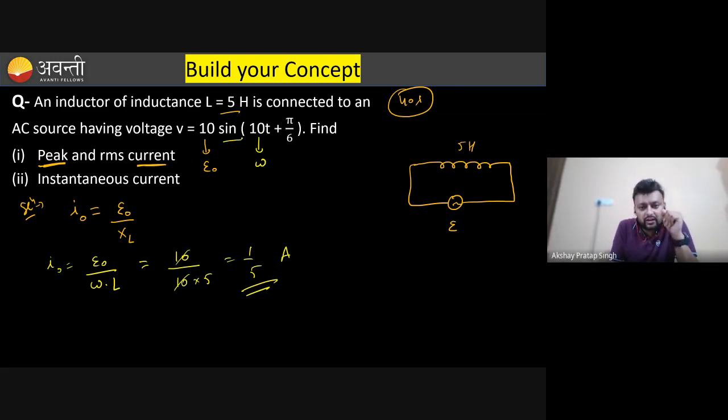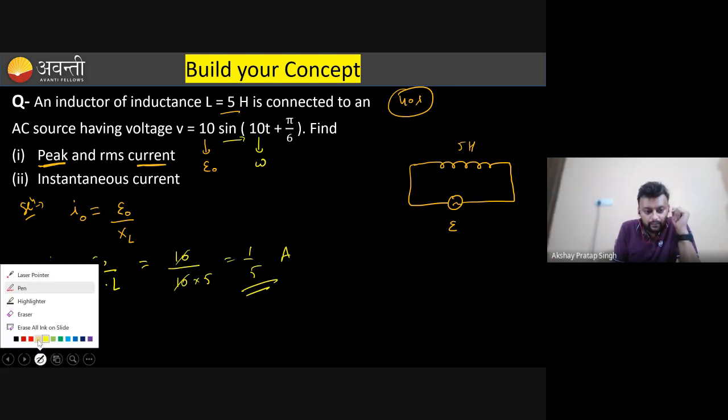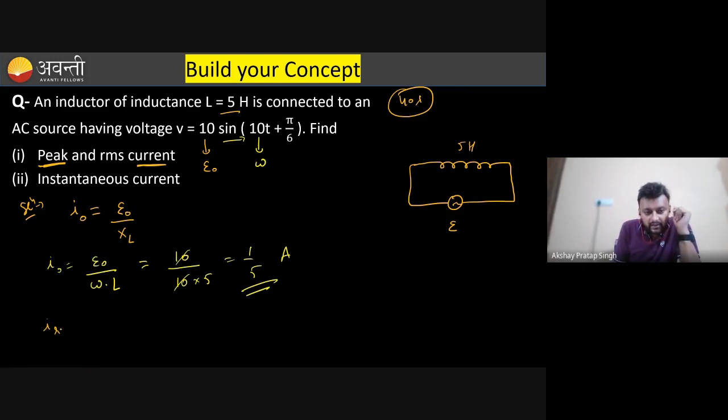Is it sinusoidal? Yes, it is sinusoidal. Then what is the RMS value of current? You can say I RMS is nothing but I naught by root 2. I hope you remember this one. Now put the values. I naught is what? 1 by 5 root 2 is the answer. This is your RMS current.